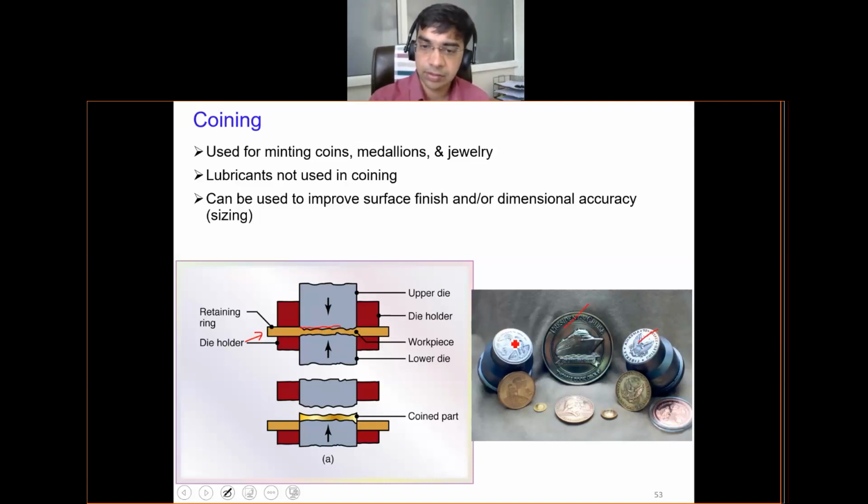So different dies. You see here the dies are there, and then you see the coins which are here, which are again produced using this forging process. Lubricants are generally not used. So coining is generally a cold working process, and additional surface finish may also be imparted using this process.